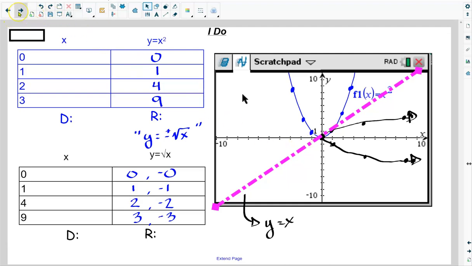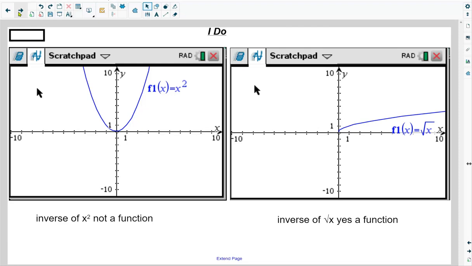So I think we can move on here. Now pay attention to this scenario. If I'm asked to take the inverse of x squared, it's not going to be a function. We just discussed that briefly. Why? Because you're going to get this kind of mapping, and it does not pass the vertical line test. So it's not a function.